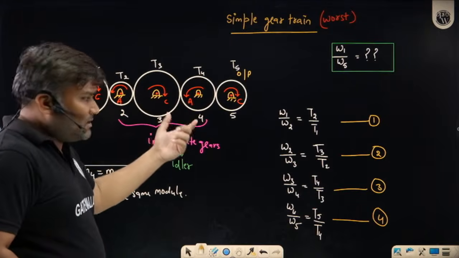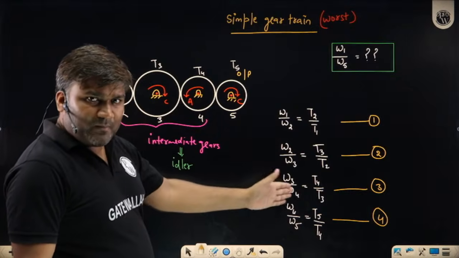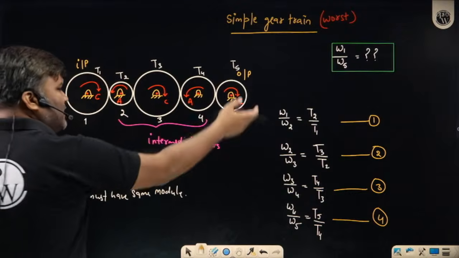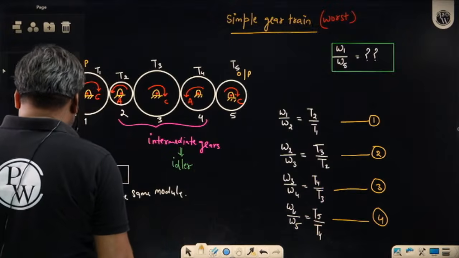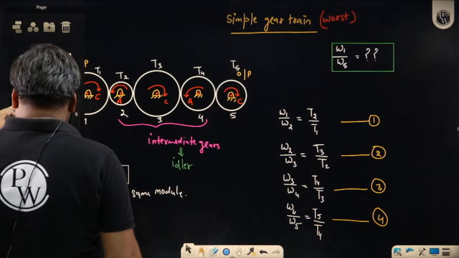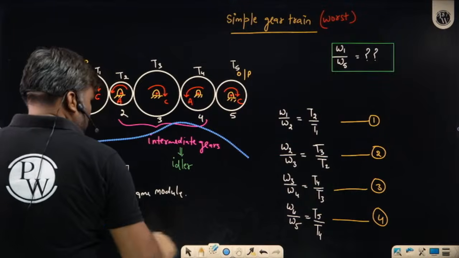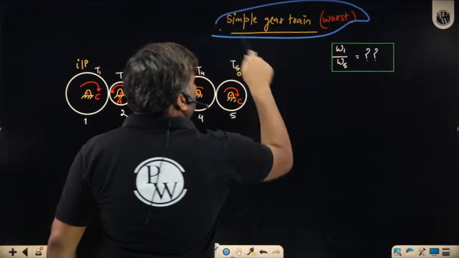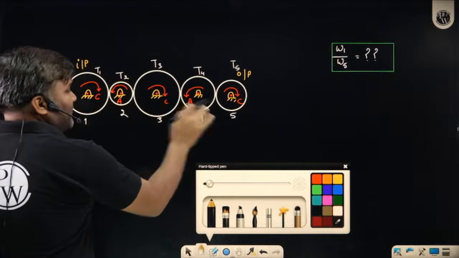To solve this, for the first time I have shown you how I write equations, multiply, and then I get the velocity ratio. But from next time onward, I will not write all this. I will directly write it. How am I writing it? Suppose I have this gear train and I have to write the equation between 1 and 5.